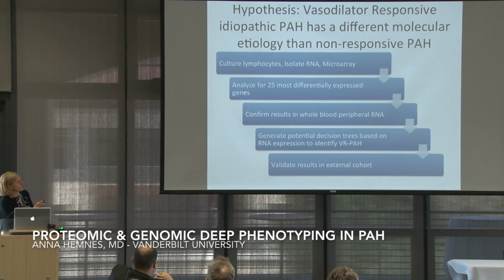And then we analyzed for the 25 most differentially expressed genes. And this was agnostic. We didn't say, well, let's look in the BMPR2 pathway because we're Vanderbilt. We just said, let's just see whatever the data shows us and go for the 25 most different genes.